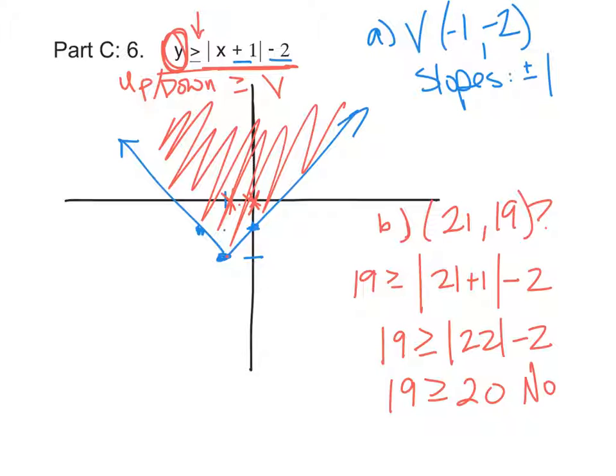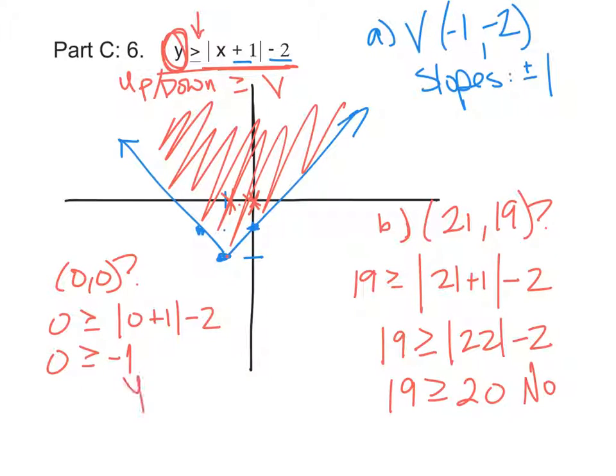Like if I tested the origin and asked, is 0, 0 a solution? We'll plug that in. Is 0 greater than or equal to absolute value of 0 plus 1 minus 2? Well, absolute value of 0 plus 1 is 1. 1 minus 2 is negative 1. Is 0 greater than negative 1? Yes, it is. And so, yeah, we should have shaded on this side. And there we go.